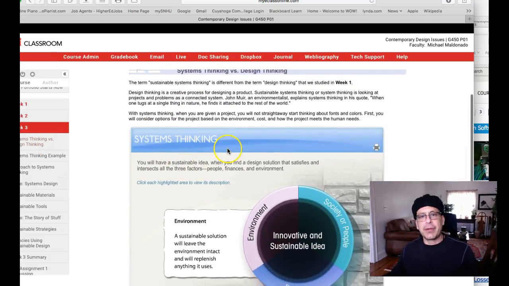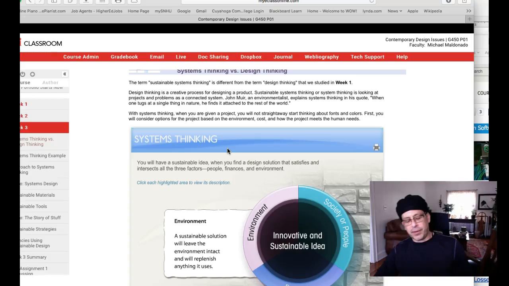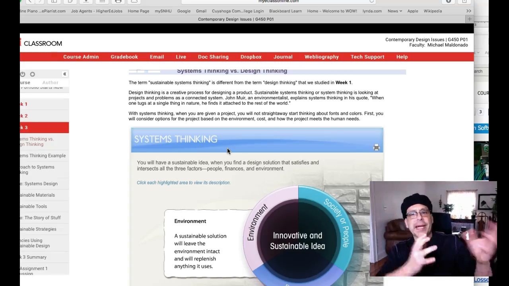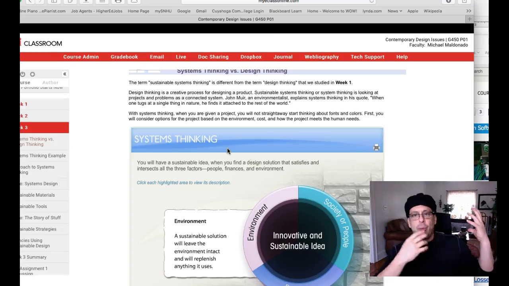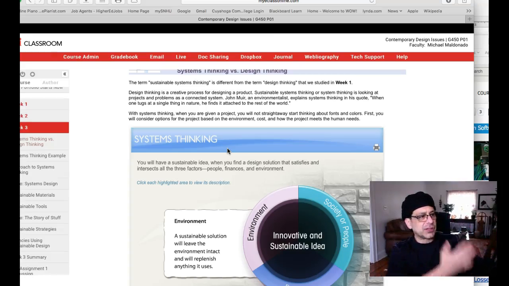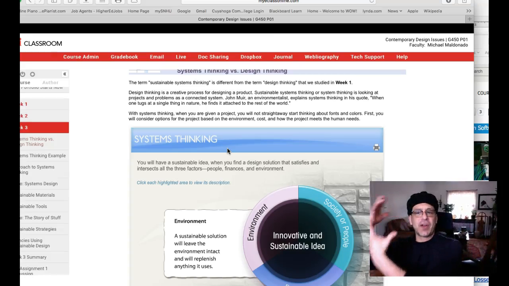This week we're talking about systems thinking. And this is really important, because for those of you who have been getting my comments saying, okay, you're handling this like a design project, this is what we know, I don't want you to think about just the design. I want you to think about the substructure behind the design, or the system.